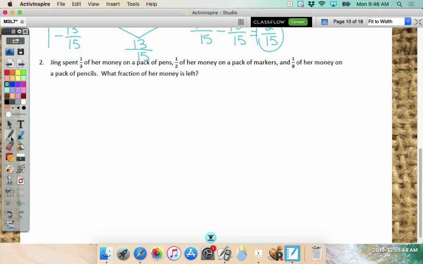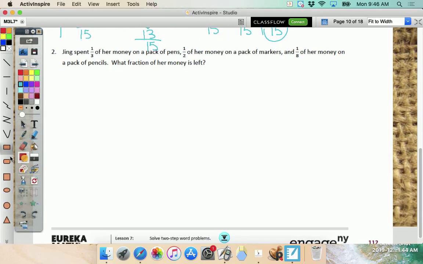Okay, let's take a look at number 2. It says Jing spent 1/3 of her money on a pack of pens, 1/2 of her money on markers, and 1/8 of her money on a pack of pencils. What fraction of the money is left?